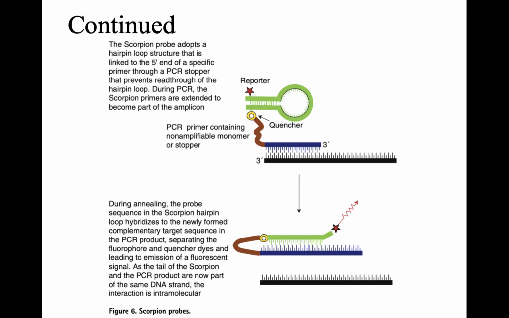So here is the Scorpion primer probe, and it has a hairpin-like structure. Here is the 5' end, and this is the 3' end. The 5' end of the probe is complementary to the 3' end of the probe, and in between we have the loop. In this structure, this is the reporter and this is the quencher, and the reporter is present very close to the quencher.